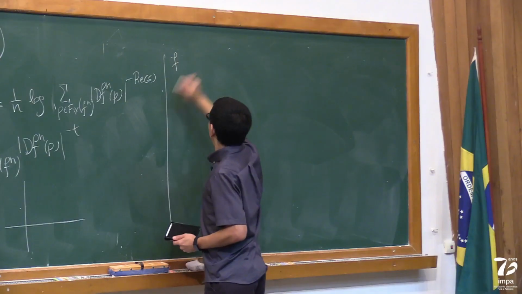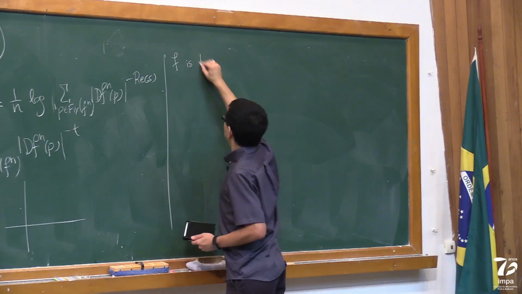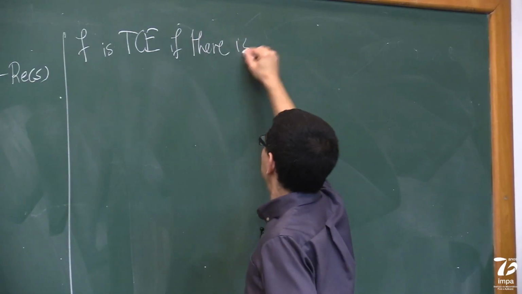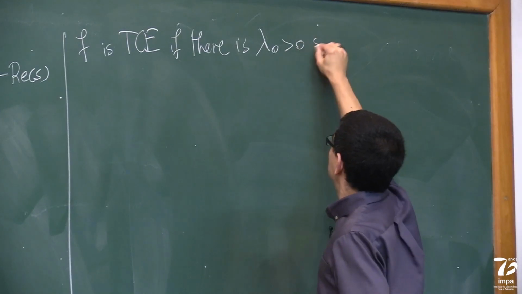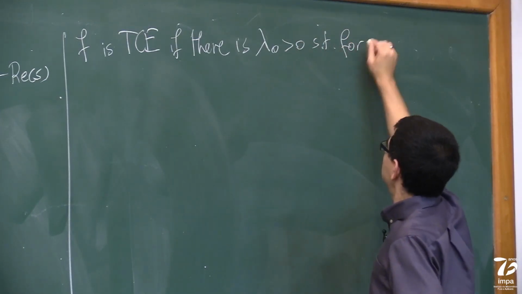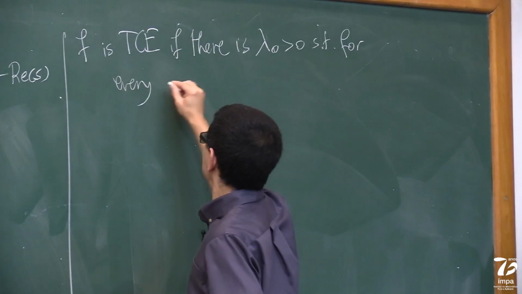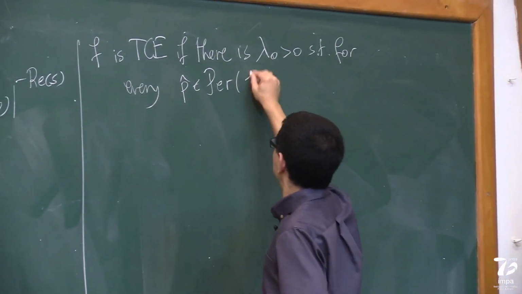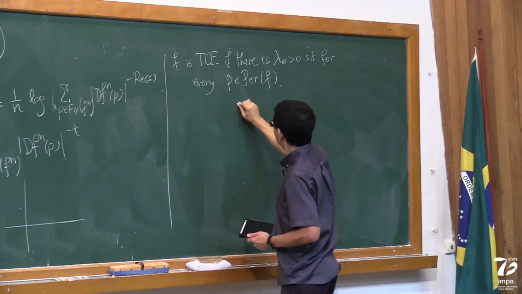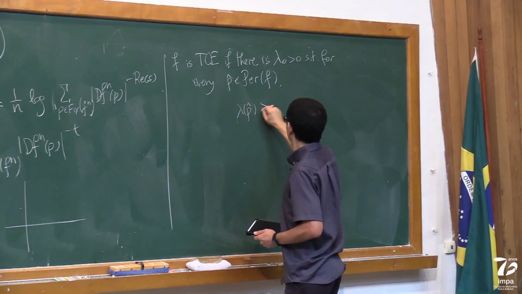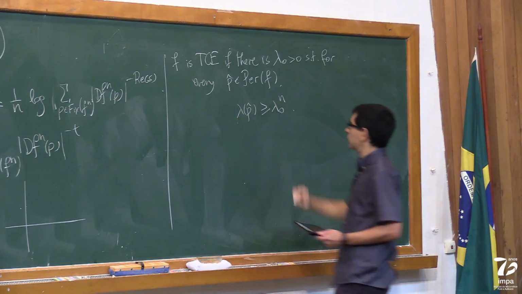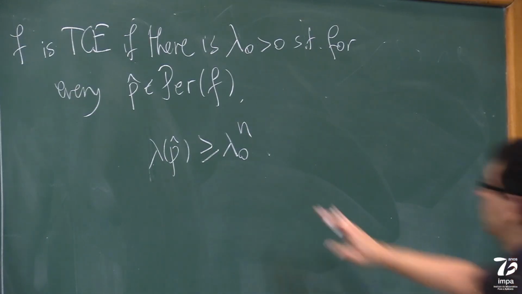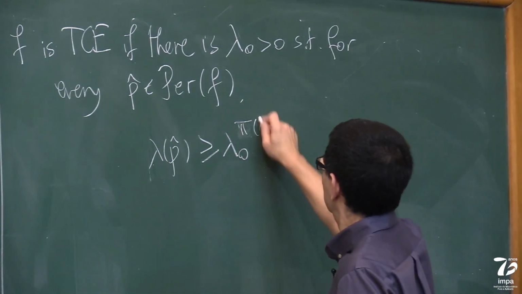Okay, so let me say that F is TCE, topological Collet-Eckmann, if there is lambda naught, so that for every periodic orbit, the multiplier has norm at least lambda naught to the n. So you have an exponential growth of multipliers in terms of the period. Here, n is the period.